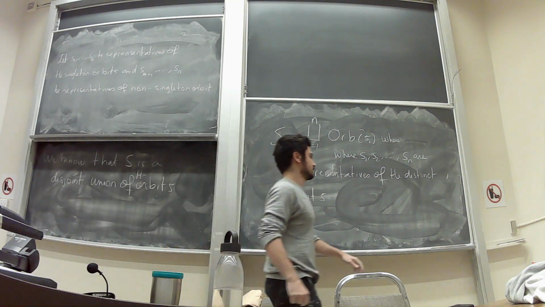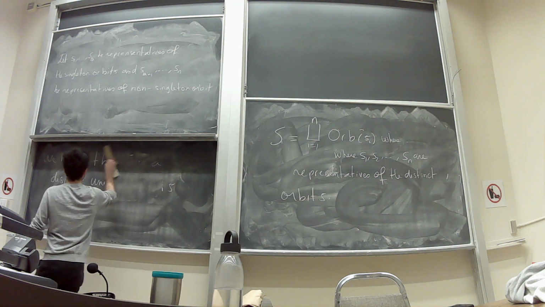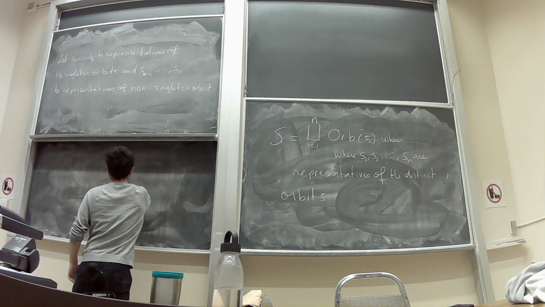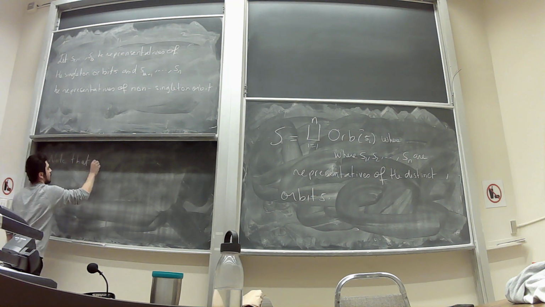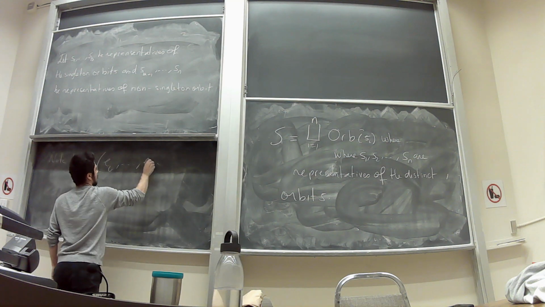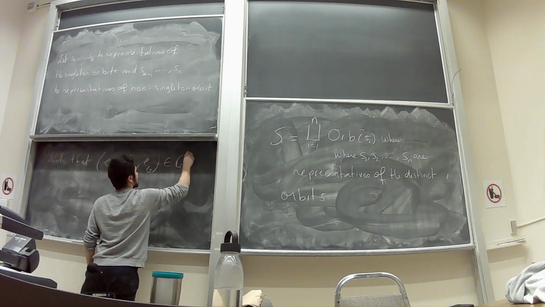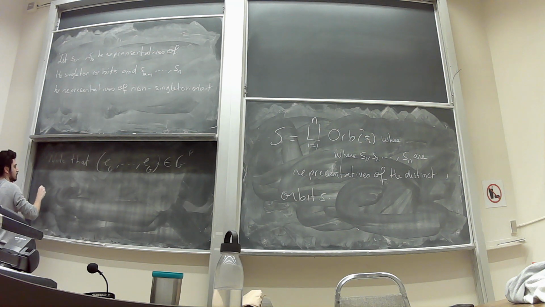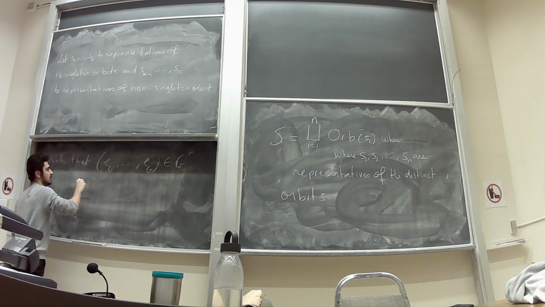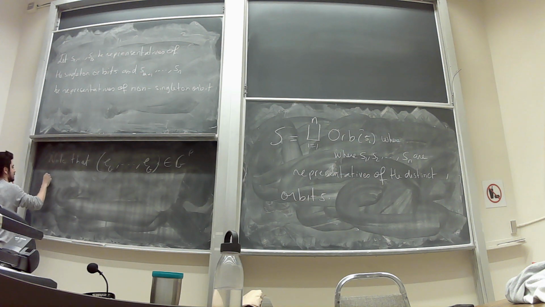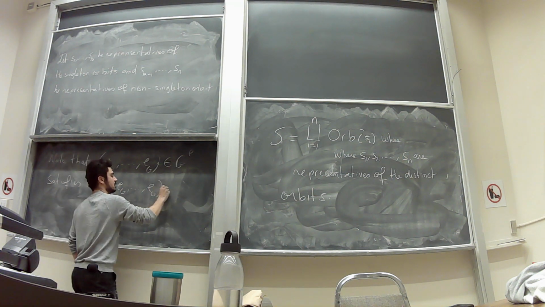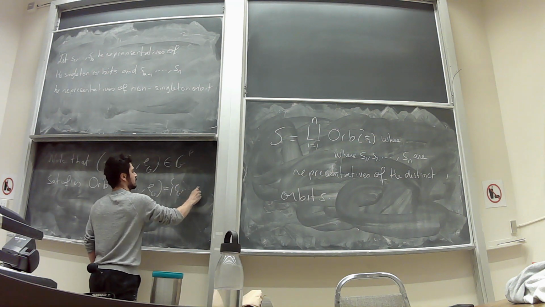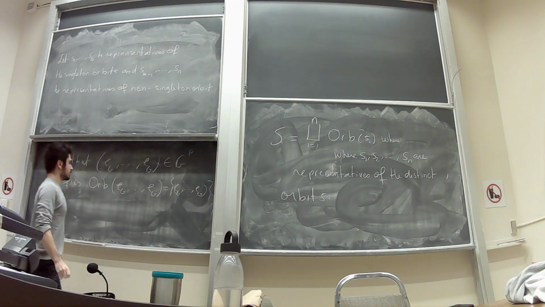Note that in G^p, the orbit of (e_G, ..., e_G) is equal to itself.